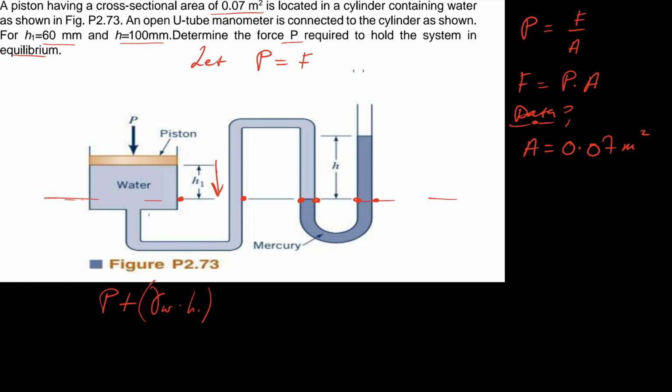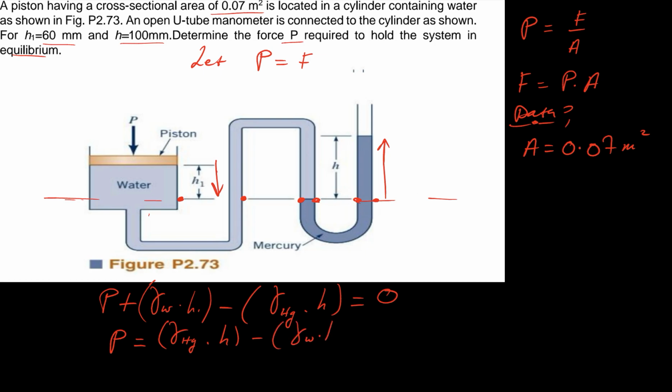Therefore, if we reach this point, we just have to go upwards. And this would be minus the specific weight of this fluid here, which is mercury, Hg, times height, which is h, and this is at equilibrium, therefore this is equal to 0. And if we make P the subject of the formula, we'll have the specific weight of mercury times its height minus the specific weight of water times height 1. Therefore, this is the pressure acting on the piston.